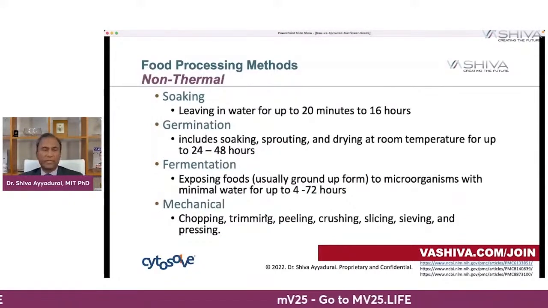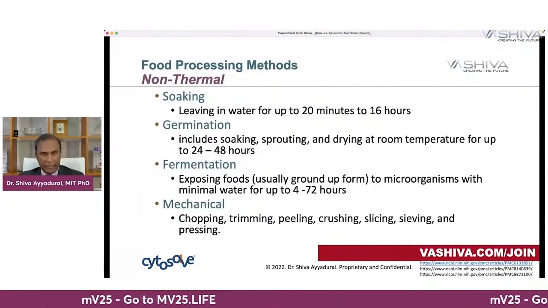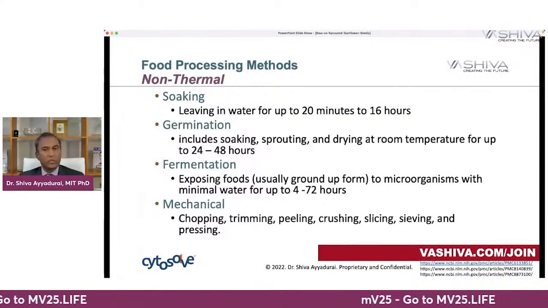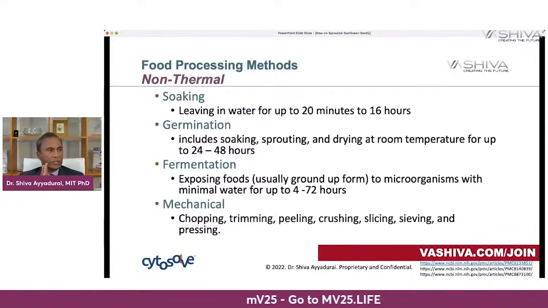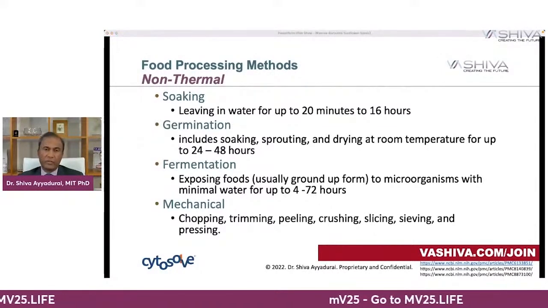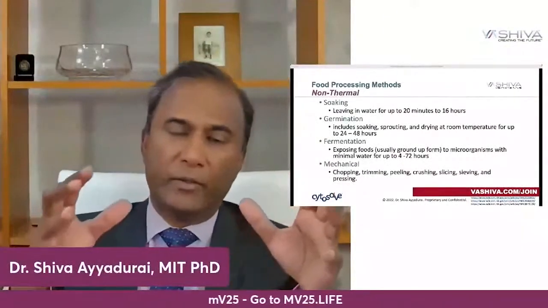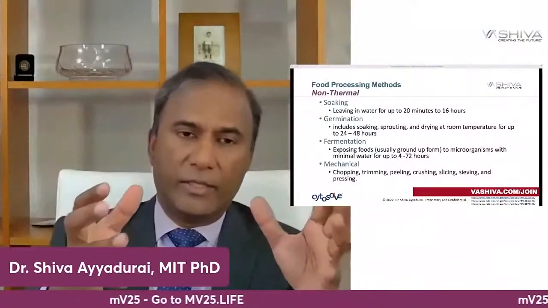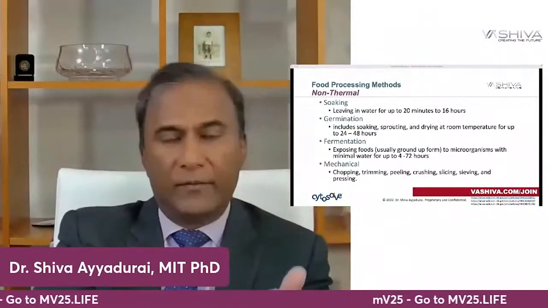Soaking. So let's discuss this. Soaking is you leave it in water for anywhere from 20 minutes to 16 hours. Very different process. Germination. Now this includes soaking, sprouting, and then drying at room temperature for up to 24 to 48 hours. I may do sort of just a sprouting training, but let's say you take your sunflower seeds, you get some water, soak it in there for, let's say, a day.